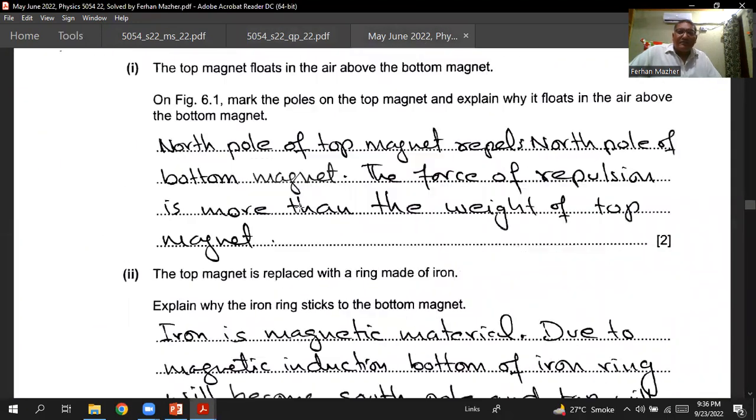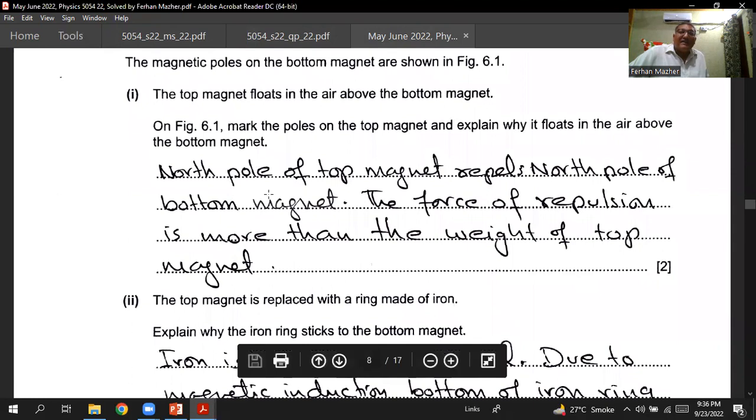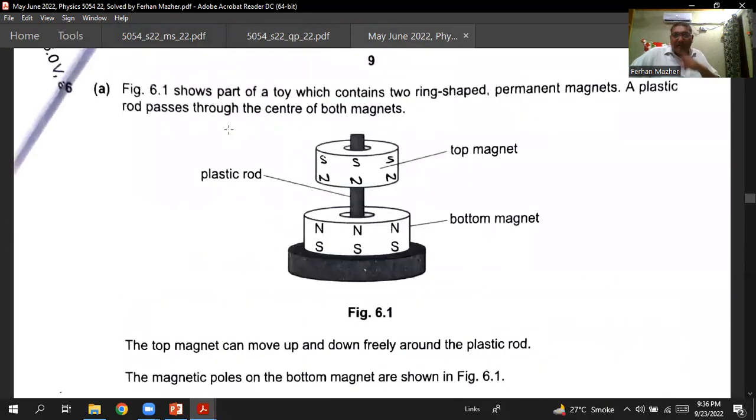Let me show you my answer. North pole of the top magnet repels north pole of the bottom magnet. The force of repulsion is more than the weight of the top magnet. That's why it floats. And remember another point: this north and this north are repelling each other, but this north and this south are attracting each other. But the distance between this north and this north is less, and the distance between this north and this south is larger. So this force of repulsion will be more than this force of attraction. So overall, there is a force of repulsion.